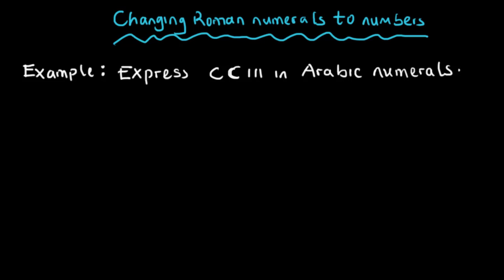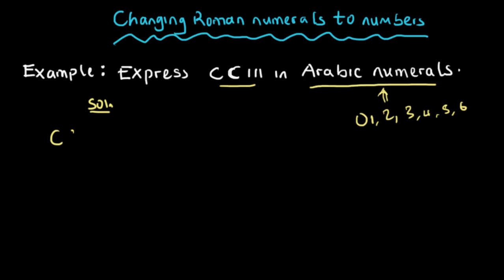Now we've got this example: express CCIII in Arabic numerals. Before we solve this question, I want to note something. Arabic numerals is the same thing as numbers. So we have 1, 2, 0, 1, 2, 3, 4, 5, 6. All these are known as Arabic numerals. When you are told to express Roman numerals in Arabic numerals, what is expected of you is to turn the Roman numerals to numbers. Does that make sense?